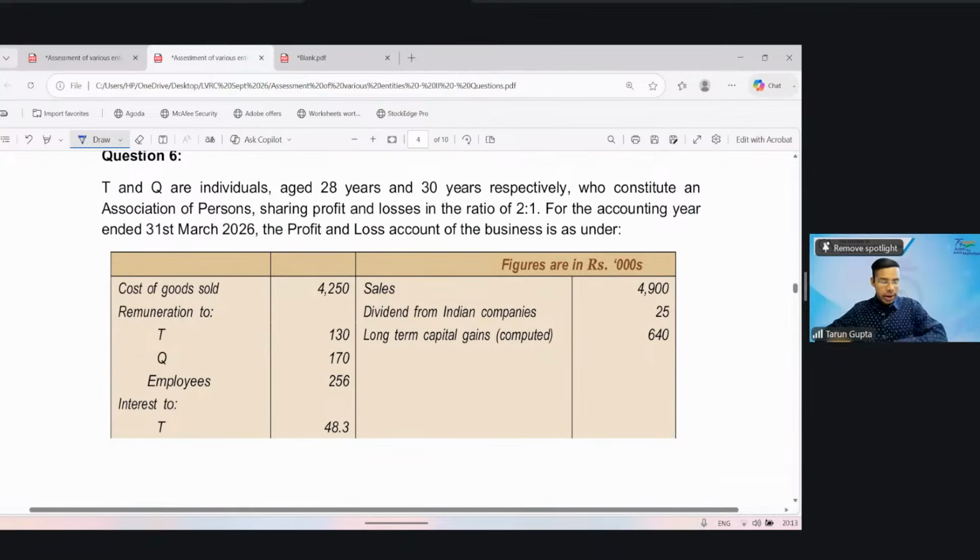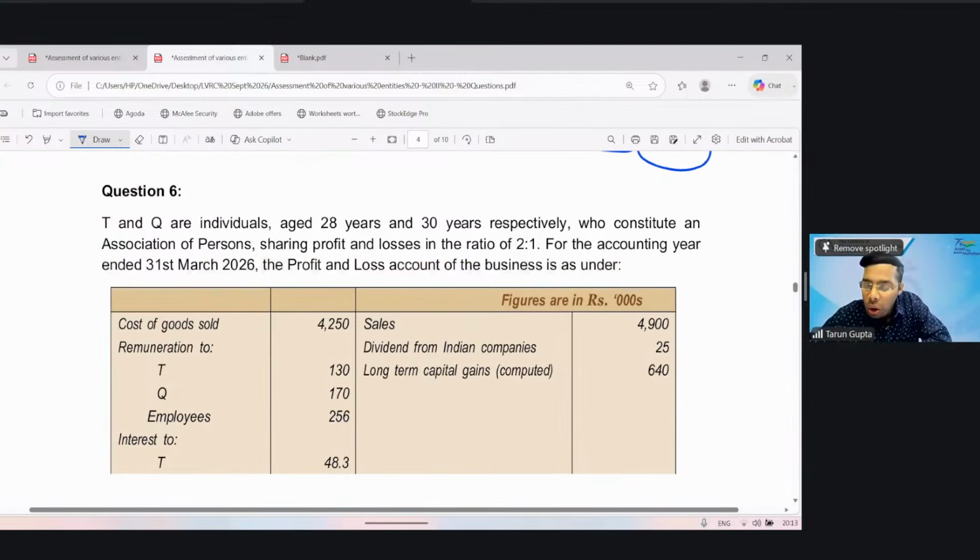Next question. T and Q are individuals aged 28 years and 30 years respectively, who constitute an AOP. So T and Q are two members. They have formed an AOP, sharing profit in the ratio of 2:1. So shares are determinate. For the accounting year ending 31st March 2026, the profit and loss account of the business is as under. So the question gives a P&L account of AOP.